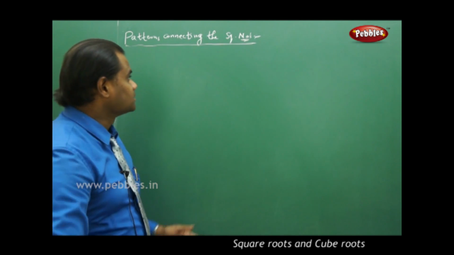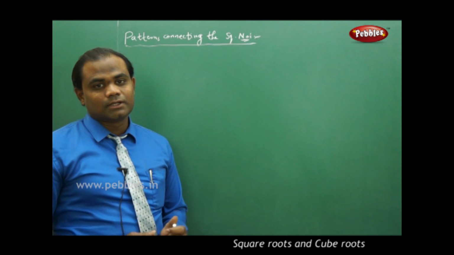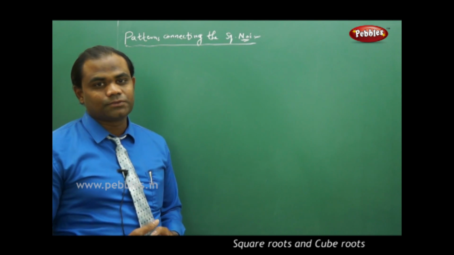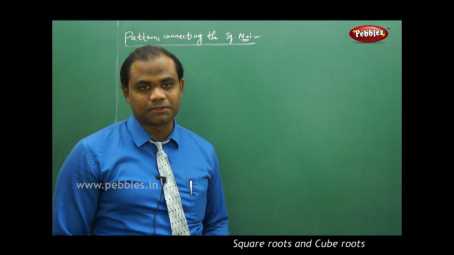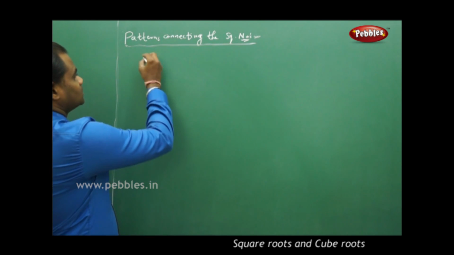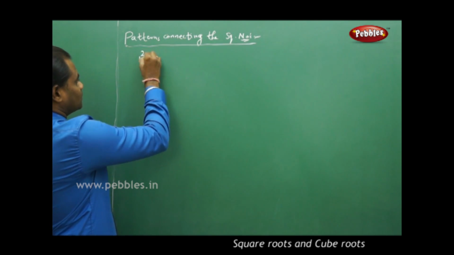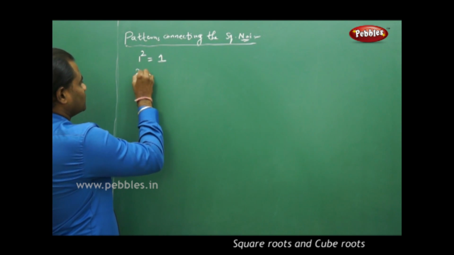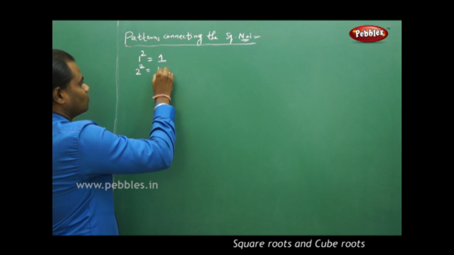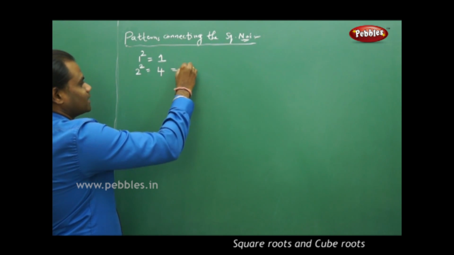Now there are various patterns which connect the square numbers. So let's see the different patterns which we can construct from the square numbers which we have already discussed in the previous sessions. So we all know that the square numbers, starting with 1 square, is 1, and the next square number is 2 square, which is 4.